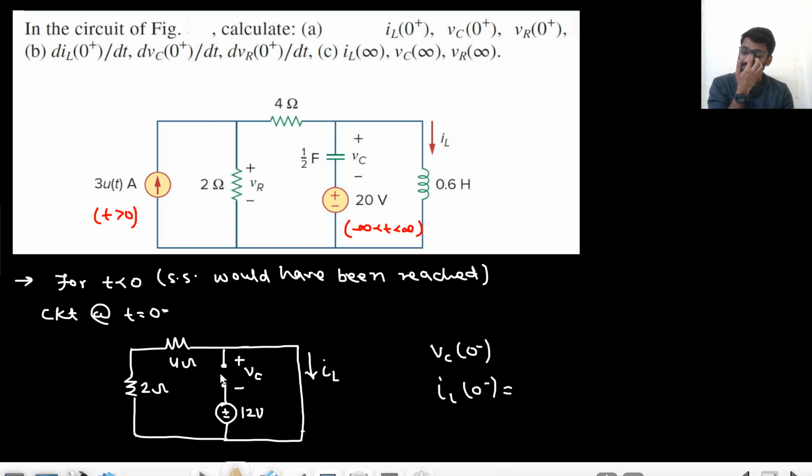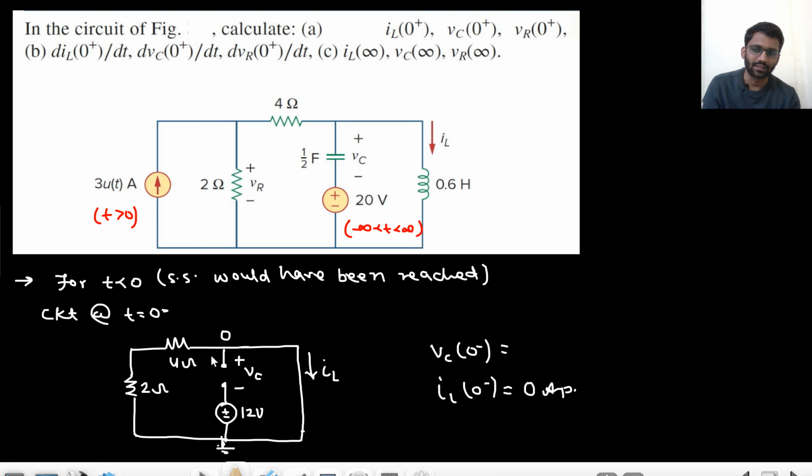Will there be any current? Because this is open circuited, the 12 volt battery will not induce any current. This is just a loop with no voltage source. So IL 0 minus is 0 ampere. And if this voltage is 0, this voltage is also 0.